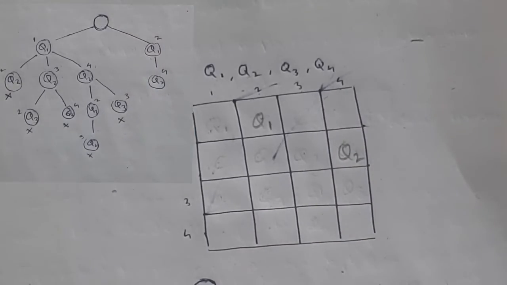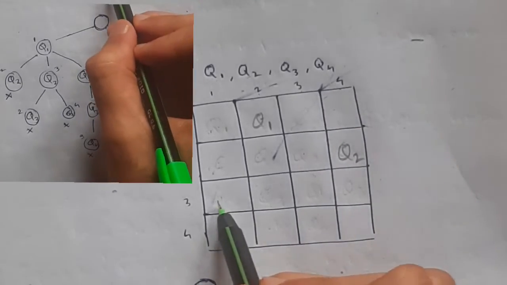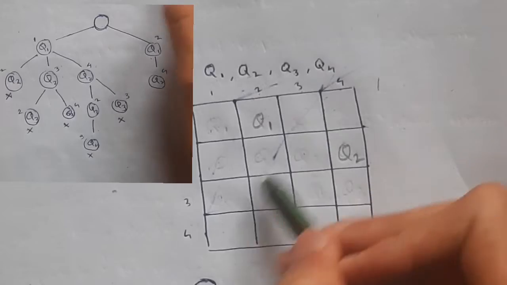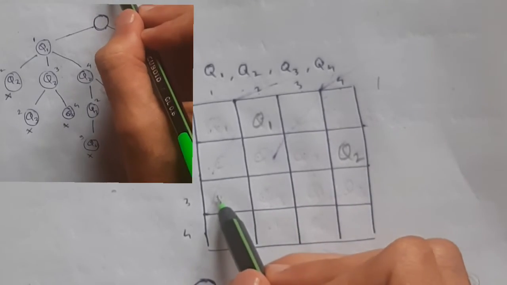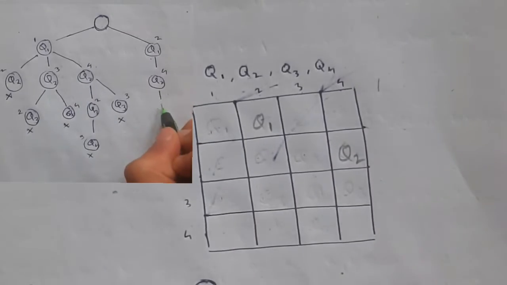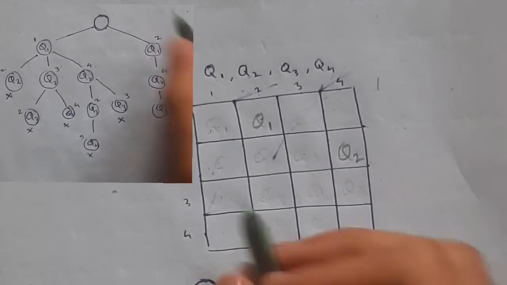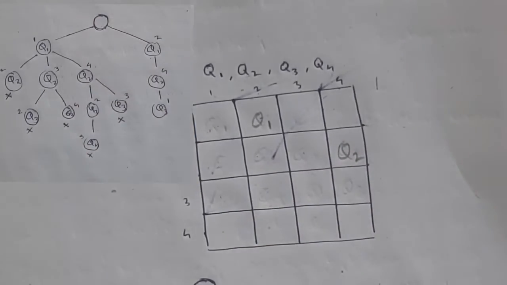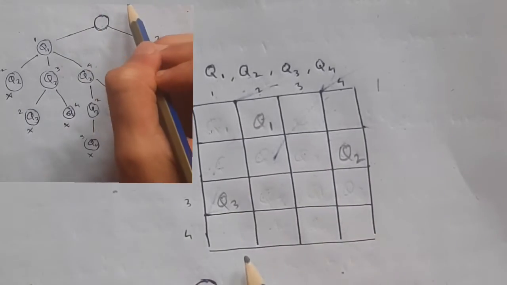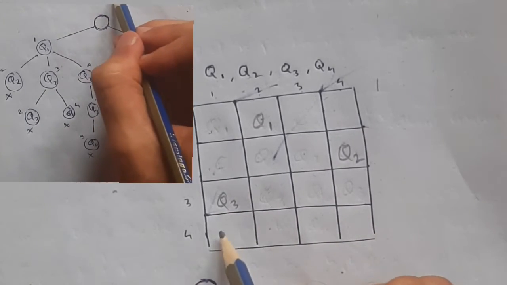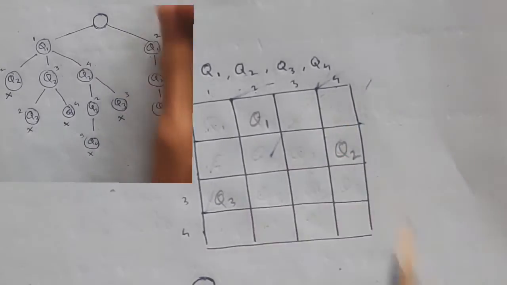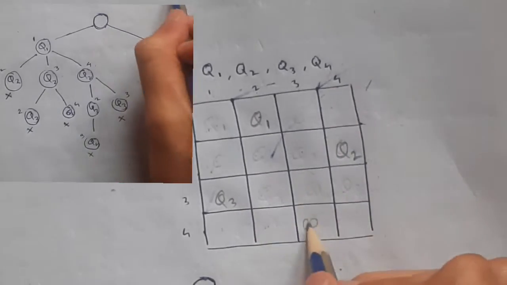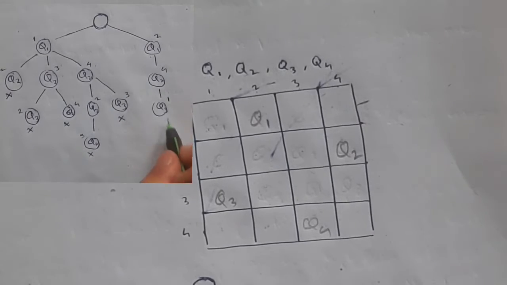Then next Q3. Can I place Q3 here? Yes, in the first column I can place. There is no diagonal and there is no column or row conflict. So I can place Q3 in the first column. Alright. Then if I place Q3 here, where can I place Q4? See here, can I place Q4 here? No. Here? No. Here? Yes. I can place Q4 in the third column.